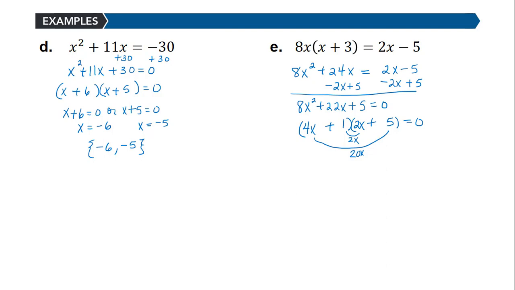So now I have this factored, and I set each factor to 0 to get 4x plus 1 equals 0. If I solve this, I get 4x equals negative 1 after subtracting 1, and then divide by 4 to get negative 1/4. The other factor is 2x plus 5 is equal to 0. Subtract 5 to get 2x equals negative 5, or x is negative 5/2 when I divide. So in the solution set notation, I would have the values negative 5/2 and negative 1/4.